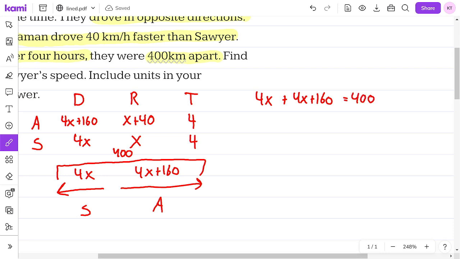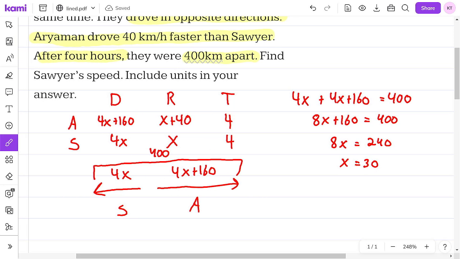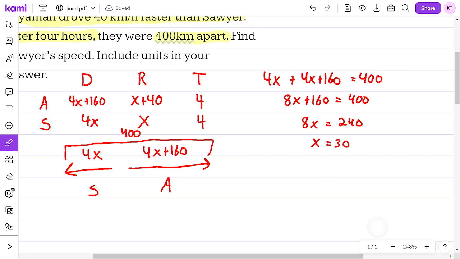So then I just have to combine like terms and solve here. That will give me 8x plus 160 is equal to 400, which will give me 8x is going to equal 240. So x will equal 30. And then just to double check things here, we're asking for Sawyer's speed, and we represented Sawyer's speed, or Sawyer's rate, with x. So that means Sawyer is traveling 30 kilometers per hour, and that would be my answer.